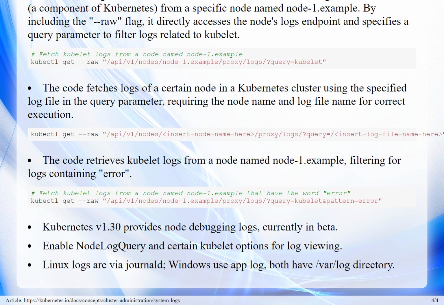Service logs on Linux are typically available via journald, while Windows uses the Application log provider. Logs are also accessible in the /var/log directory on both systems.